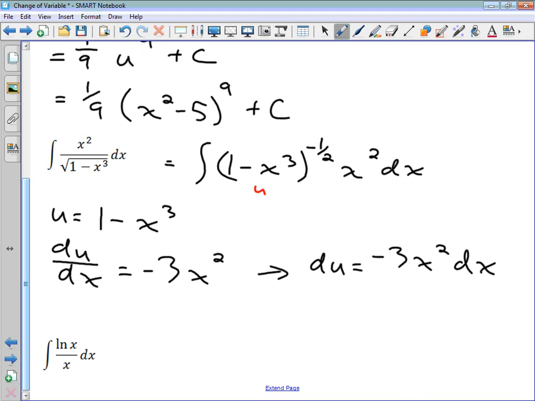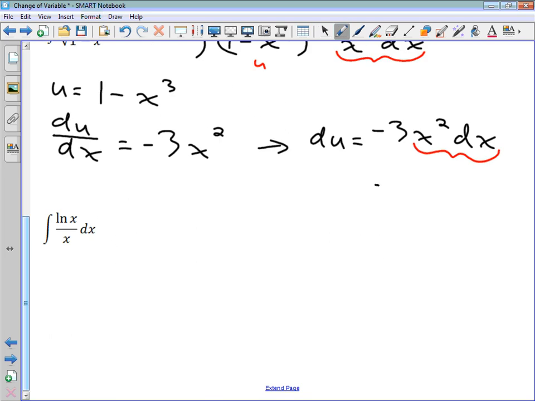So let's look and see what we have back in our original integral. We can replace 1 minus x cubed right here with u. If we want to replace our differential, we've got an x squared dx there, but we have this negative 3 out front. So the substitution that we want to make is for this part here and this part here. So let's rearrange this expression to isolate that x squared dx. So x squared dx is equal to negative 1/3 du.